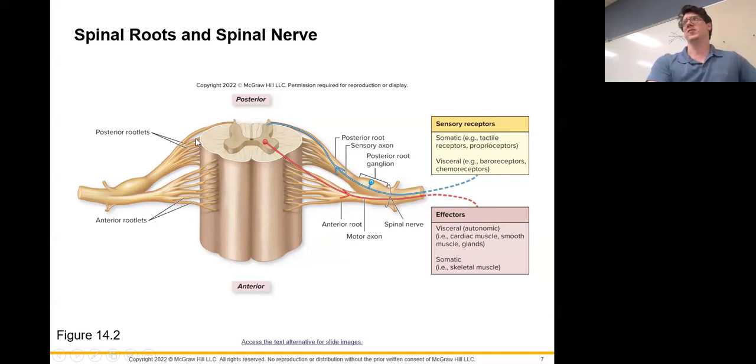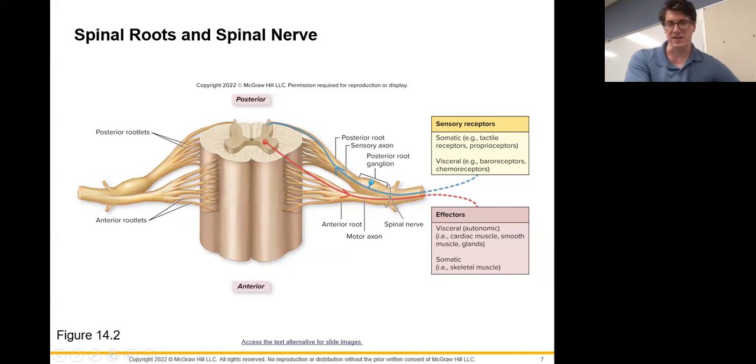Now, the posterior root is going to contain this big bump. This big bump we're going to call the posterior root ganglion or the dorsal root ganglion. In chapter 12, ganglion was sufficient. That would be a right answer if I was asking about this in chapter 12. Now it's not. The main reason is that we're going to see a couple of other ganglia in some other places, but also now we know specifically what this is, now that we understand that this is the posterior root.